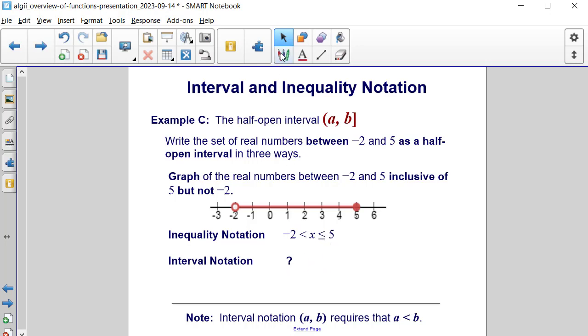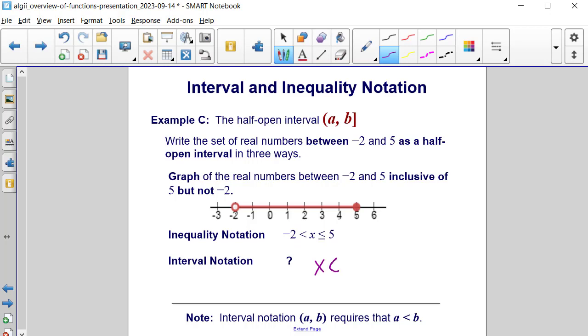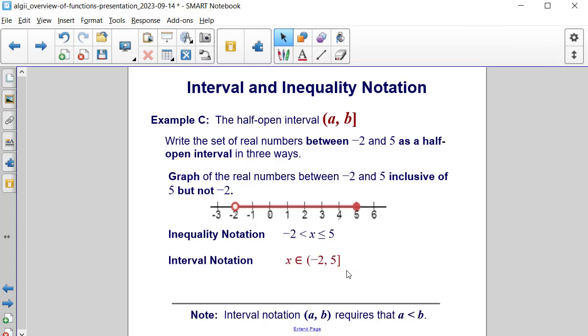Now, how would we write this as an interval? Well, since -2 is not being included, we still begin with x is contained in, with that rounded e, and then the -2, since it's not included, is an open parenthesis, and we're going up to 5, but then 5 is included, so we're using the inclusive bracket. And here's the solution for the interval notation that we wrote, and it reads as x is contained in the set of real numbers between -2 and +5 that's inclusive of 5 but not -2.